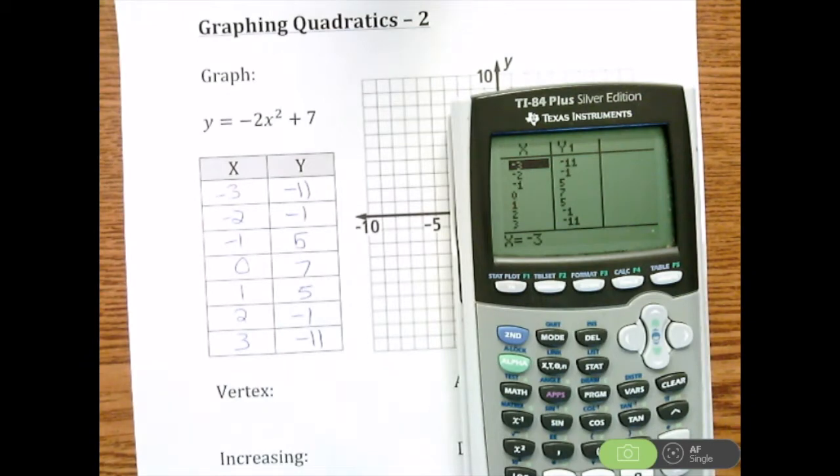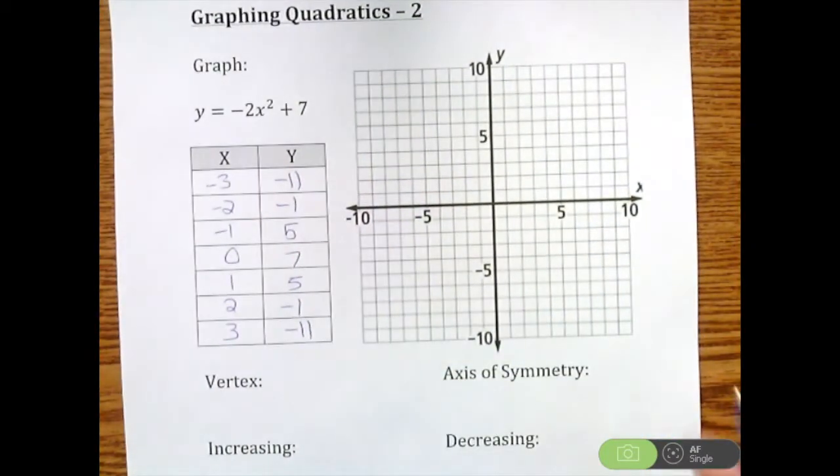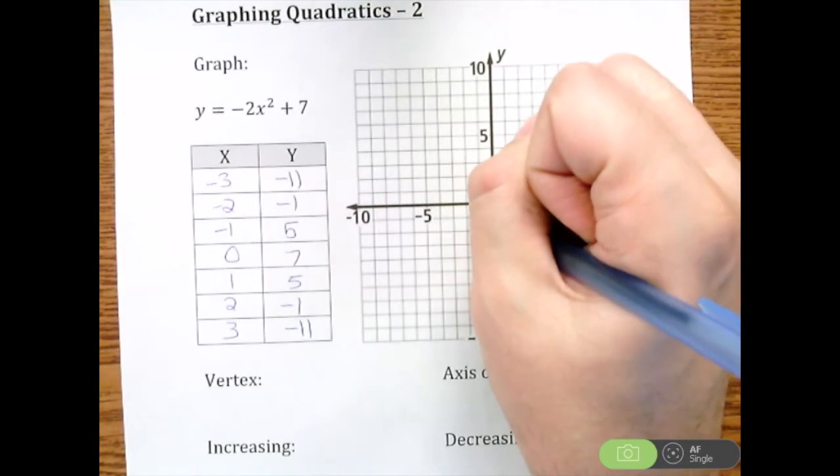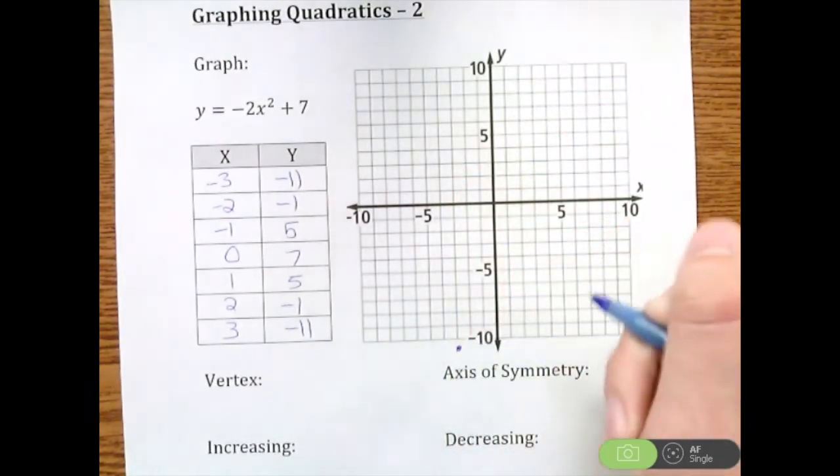So repetition going on there, okay? So what I'm going to do is, once I have that, let's transfer this over to our paper. So I'm going to go negative 3, 1, 2, 3. Negative 11 is just off the graph. I'm going to put it there just in case.